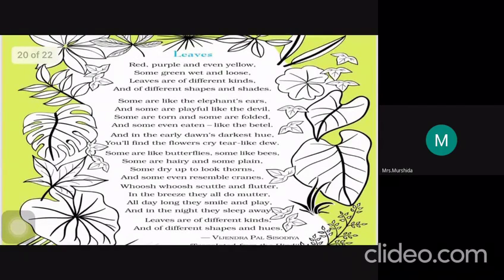So this was just a poem written on leaves, that leaves are of different colors, different shapes, different shades, different kinds. Okay, so this was the poem that Didi recited to the children when they went back home.